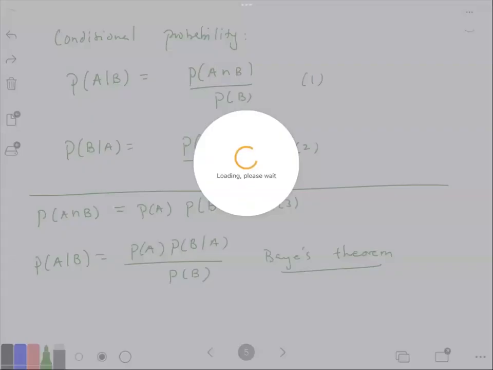So let's just reiterate it. For random variables x and y, we have the probability of x given y is the probability of x times the probability of y given x over the probability of y.